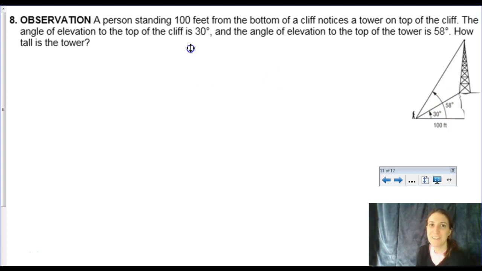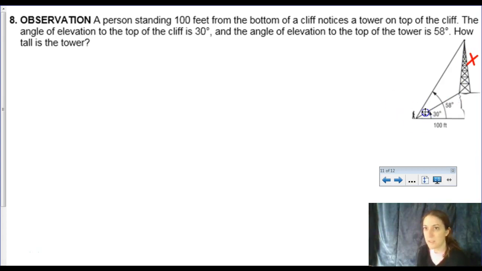The angle to the bottom of the tower on the cliff is 30 degrees. And then when he looks all the way to the top of the tower, it's a 58-degree angle. So someone measured this and drew out these measurements for you. The question is, how tall is the tower?